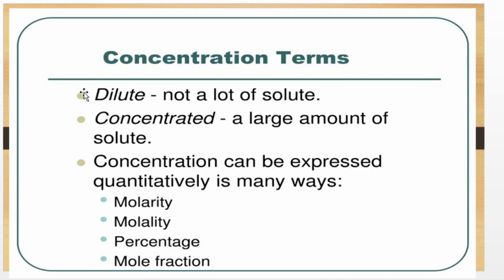If we divide the types of solutions, we have two types. One is called dilute. Dilute means a solution in which a smaller amount of solute is there. Another is concentrated, which means more solute is there. Basically, when you go for various types of sweets, you see less sweetness, more sweetness. That is what we are talking about, and it is called concentration terms.